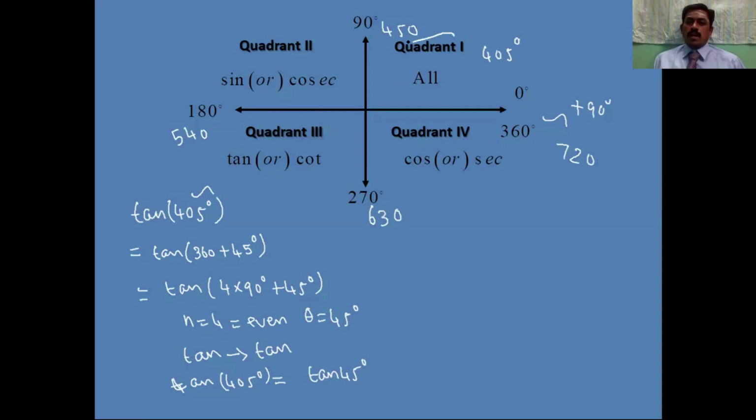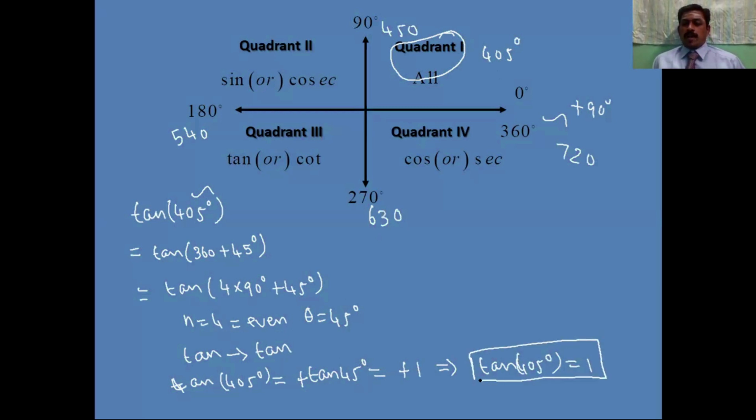In the first quadrant all the terms are positive. So therefore it is positive. We know that tan 45 was 1. So your answer for this, tan of 405 degrees, equals plus 1.